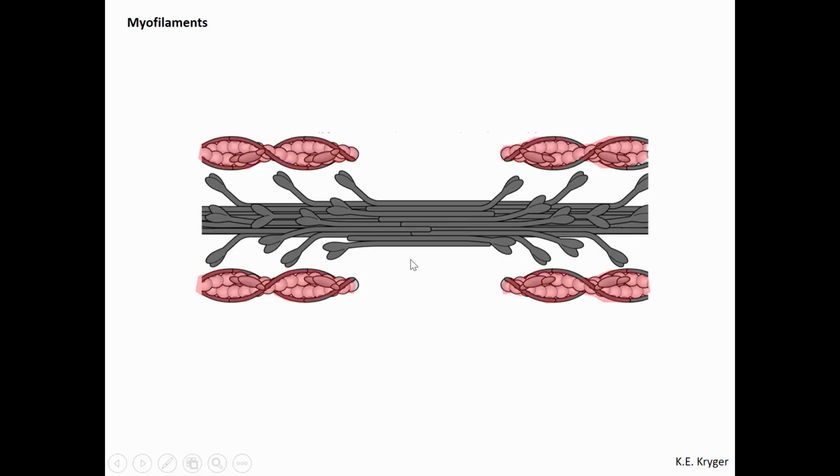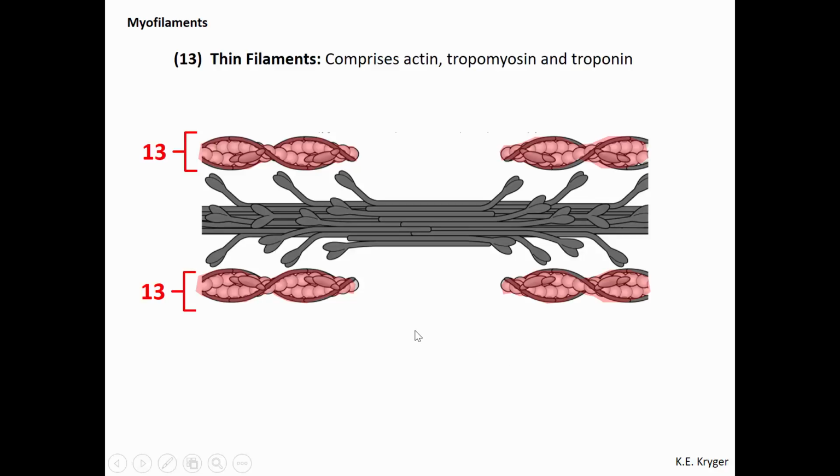Moving on to 13, right? These structures out here, these are thinner. So wait for it. They're going to be called thin filaments. And these thin filaments are comprised of actin, tropomyosin, and troponin.